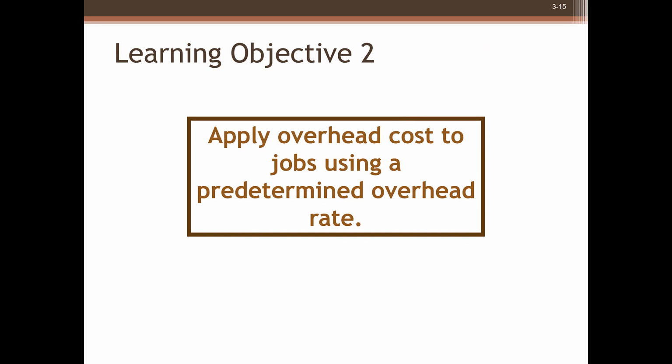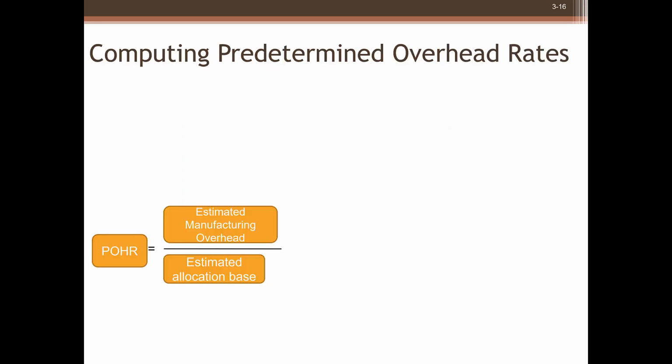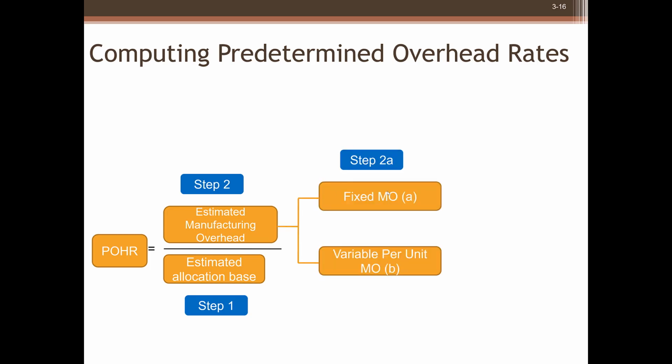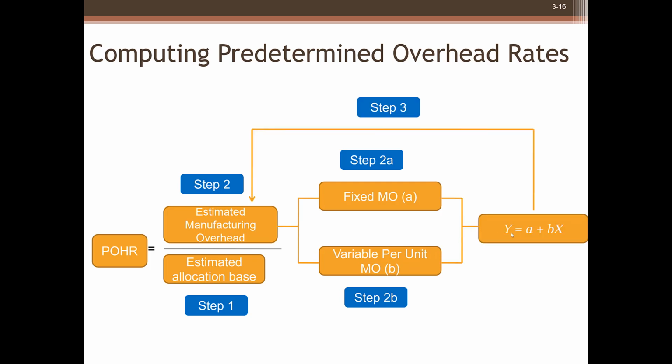Let's take a look at how to apply overhead cost to jobs using a predetermined overhead rate. To calculate predetermined overhead rate, there are 4 steps. Based on the formula here, step 1, we estimate the total amount of the allocation base, which is the denominator. Step 2, we need to figure out fixed manufacturing overhead and variable per unit manufacturing overhead. Step 3, we use the equation here, y equals a plus bx, to calculate estimated manufacturing overhead.